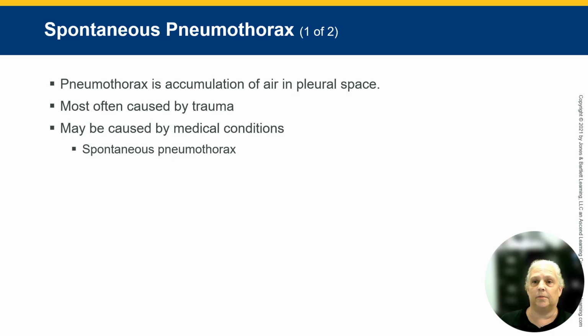A spontaneous pneumothorax is a partial or total accumulation of air in the pleural space. In other words, we've got an injury to the lung, we take in a breath, and that's allowing air to escape the lung and go into our chest cavity. As we breathe, more air is going into the chest cavity. It is starting to compress that lung. Sometimes it can be caused by trauma, but it can also be caused by medical conditions, and that is called a spontaneous pneumothorax.